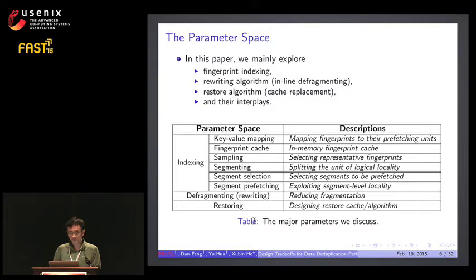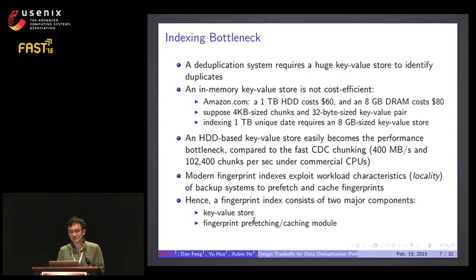A deduplication system requires a huge key value store to identify duplicates. However, an in-memory key value store is not cost efficient. We build a financial cost model in our paper using the unit prices from Amazon. We found that if we keep the key value store in DRAM, more than 50% of the storage cost is for DRAM. So alternatively, we can keep the key value store on disks. However, it easily becomes the performance bottleneck compared to the fast content-defined chunking algorithm.